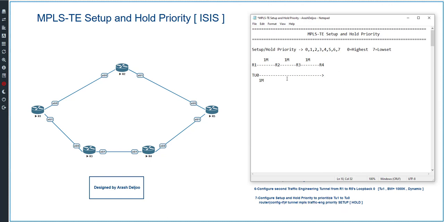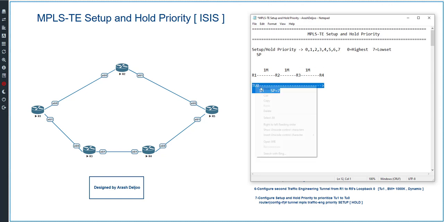By default, each tunnel has a setup priority of 7. Let me use SP instead of setup priority, maybe it's easier. Setup priority, or for example SP, okay? The default value of the setup priority is 7 by default, okay? After that, now we have consumed all of the bandwidth of this link, this path.